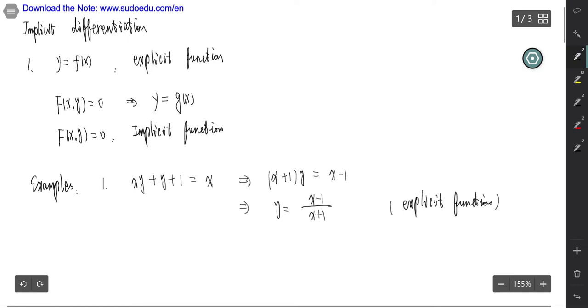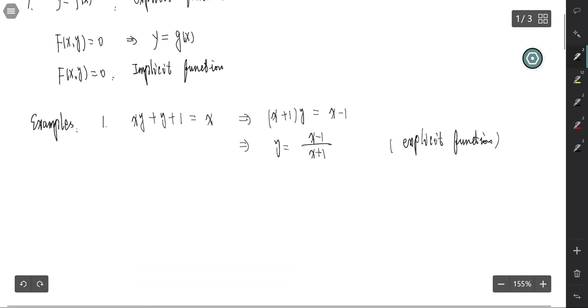But sometimes we cannot solve y explicitly. Like if x and y have a relationship determined by an equation like e to the x y squared plus 2 sine x y plus y squared equals x cubed y. For this equation, we cannot solve y explicitly, because we cannot separate y from this equation. So for this equation, we cannot have the explicit expression for y with respect to x.